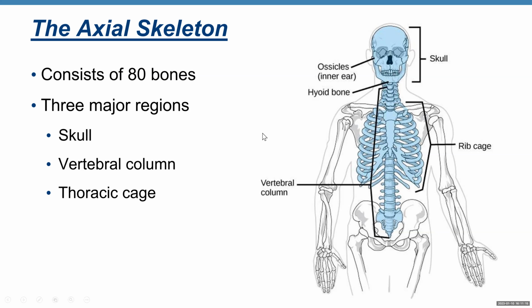Okay, so we're going to start with the axial skeleton. Now your skeleton is divided into axial and appendicular. The axial skeleton consists of 80 bones and is made of 3 major regions: skull, vertebral column, and thoracic cage. On the diagram over here, you see the axial skeleton colored in blue.